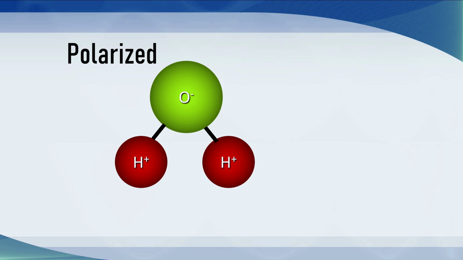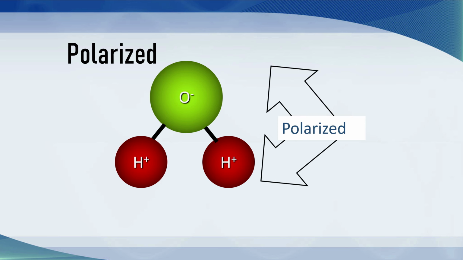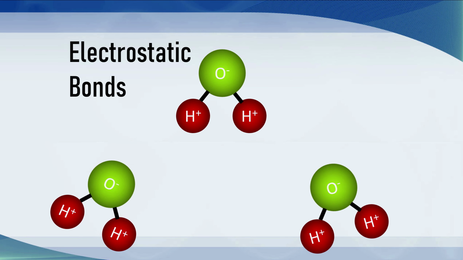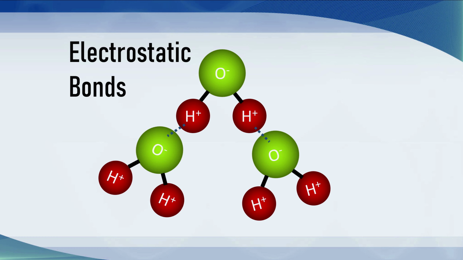It's because water has a high surface tension, and the reason why it has that is because it's slightly polarized. That means there is an uneven charge. There's a slight negative charge on the oxygen side and a slight positive charge on the hydrogen side. And as a consequence of this, water molecules stick to each other and clump together with electrostatic bonds.